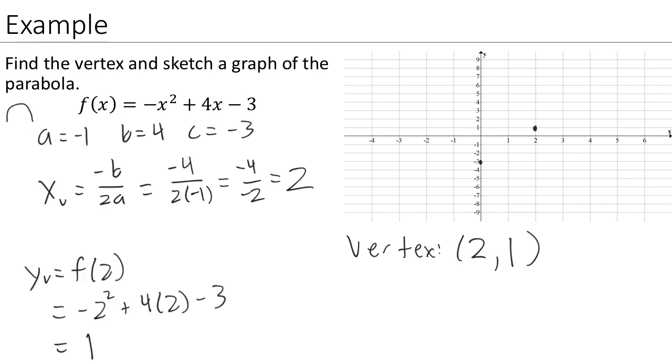And so what we want to sketch is a downward-facing parabola that has its vertex at 2, 1 and also passes through the point 0, -3. So the graph is going to look something like that. And from our picture, we can tell now that the maximum value that our function will ever achieve is 1. That's as high as the graph ever goes. And it achieves that value when x equals 2.